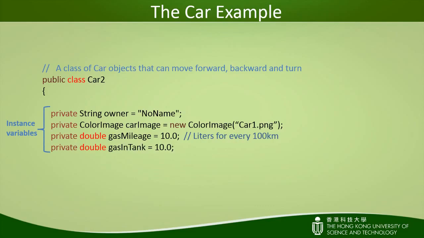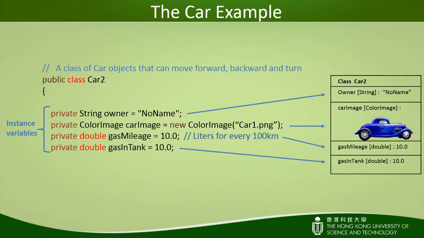Lastly, we want to know how much gas is remaining in the tank. While the previous fields are relatively stable, this amount often changes from time to time and is different for different instances of cars. These collections of instance variables give an abstraction of a car object in terms of its owner, its appearance, its gas efficiency, and an internal state of amount of gas in tank.